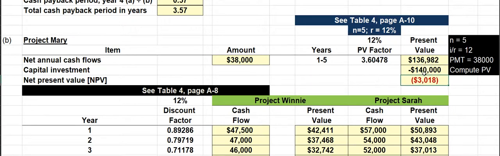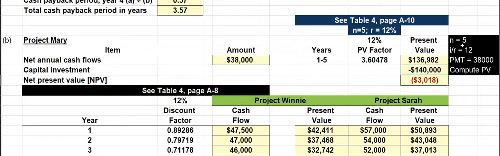In other words, we would spend $140,000 today on this project, and over the next 5 years we would bring in the equivalent of $136,982, and so the net present value is negative. And whenever you're doing project evaluations and your NPV is negative, that project should be rejected. So as of now, this project does not meet the acceptance requirements and it would need to be rejected.